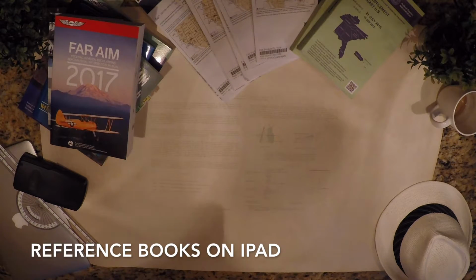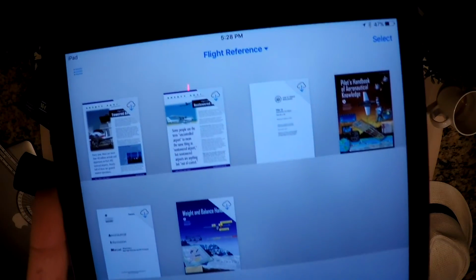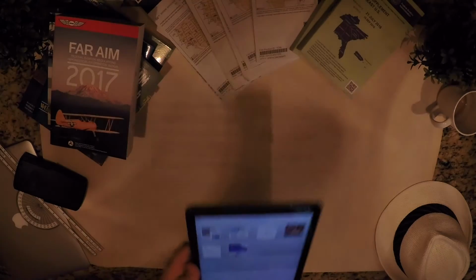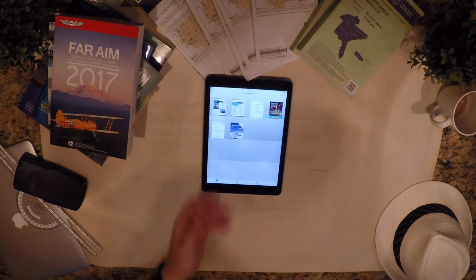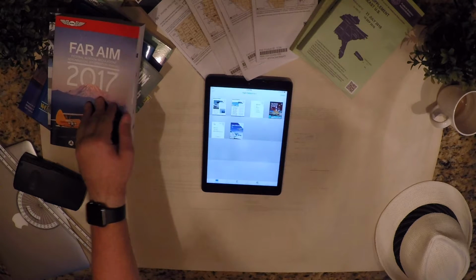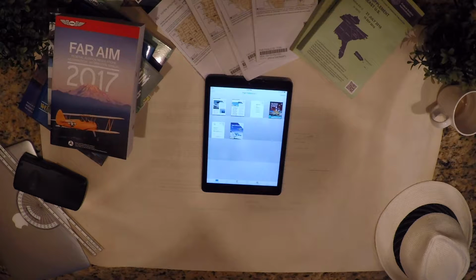Additionally, I have PDFs on my iPad. These are PDFs that I've dropped into the iBooks app on my iPad. I've got copies of the Pilot's Handbook of Aeronautical Knowledge, the Weight and Balance Handbook, the FAR and the AIM. So in addition to this paper copy, I have PDF copies that I can keep updated on the iPad going forward. The four things that I just mentioned, those are free downloads from the FAA or other government websites.